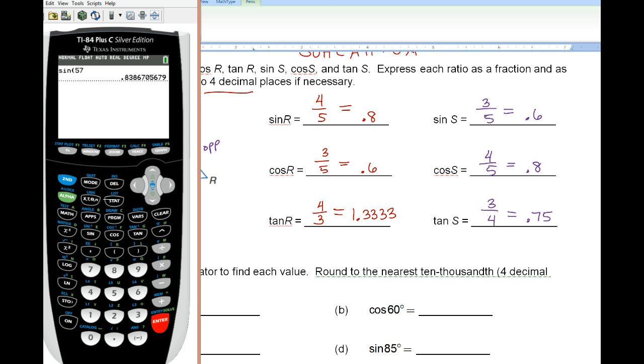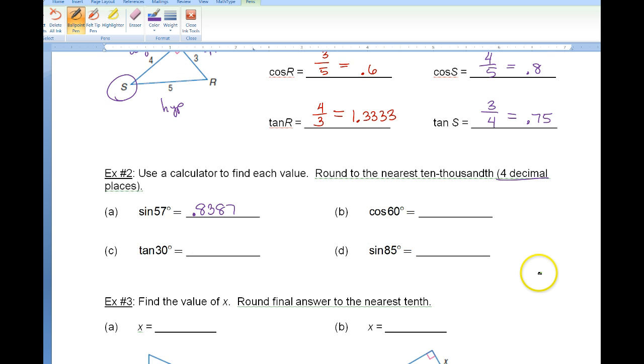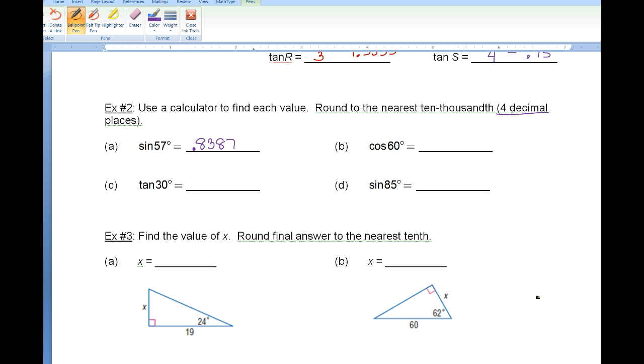Okay, so what does this mean? Good question. So challenging. It's the hardest thing in math. So, again, the 10,000th place is 4 decimal places. Again, when we're working with trig ratios, okay, so what does that mean?